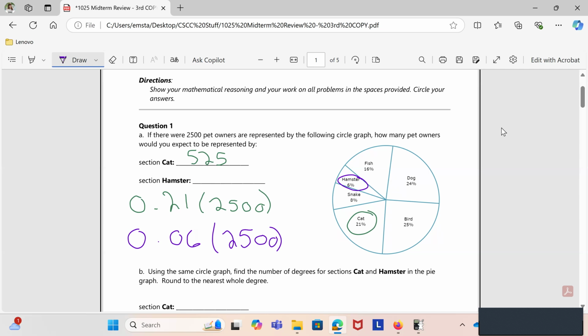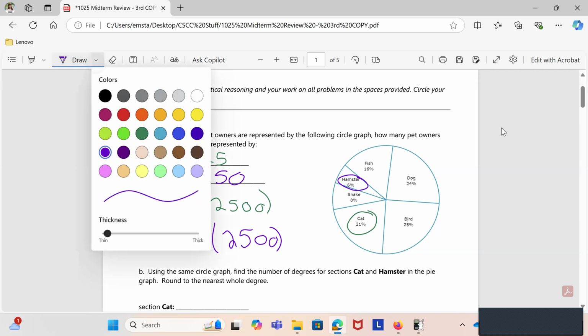Again, you need a calculator of some sort with you. It needs to either be a little scientific one or a graphing one. You cannot take your cell phone in there. It'll make you lock it up. So we're going to do 0.06 times 2,500. And I get 150. Does that match with what you're all getting? Good. Questions so far?